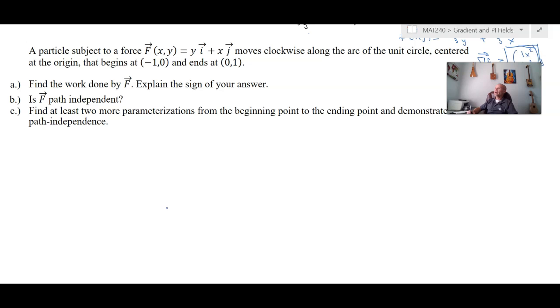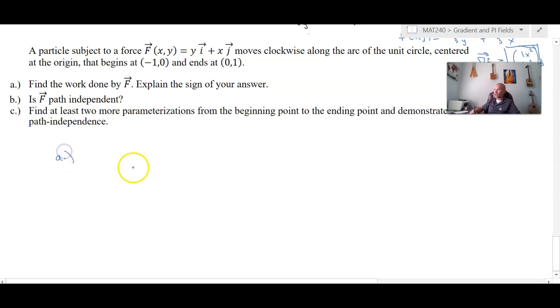All right, so let's say that we have a particle that's subject to this vector field, yi plus xj, and this particle moves clockwise along the arc of the unit circle centered at the origin, begins at -1, 0, and ends at 0, 1. Find the work done by the force. Explain the sign of your answer.